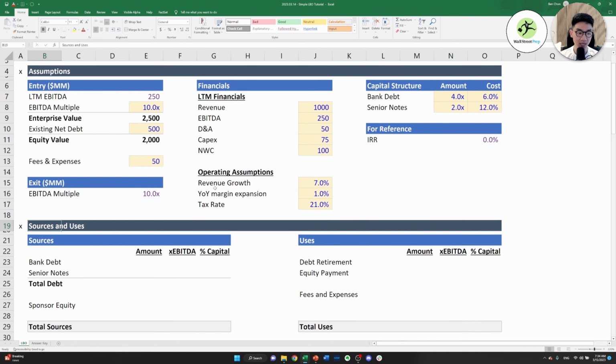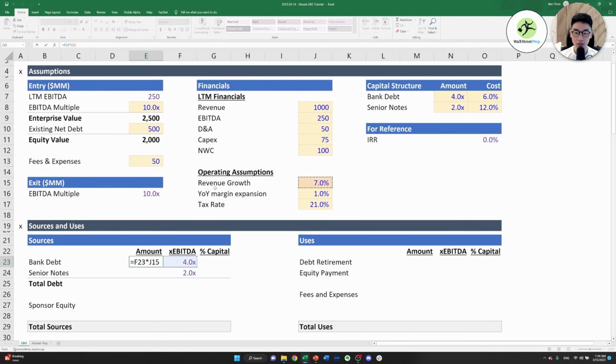So as you can see here, we have our sources and uses section. And briefly going into these 3 columns, first off is the actual amount for everything. Next is the multiple of EBITDA, and then percent capital, which is basically for each of these, what percentage of your total capital you're using are each of these line items. So we're going to actually start off with this second column, this multiple of EBITDA. As you can see up here, we have our assumption 4 times for bank debt and then 2 times for senior notes.